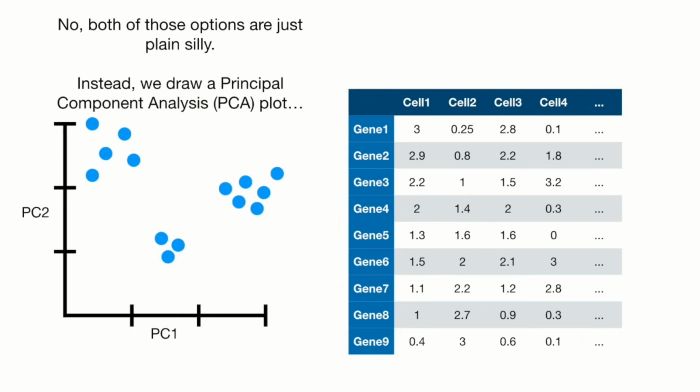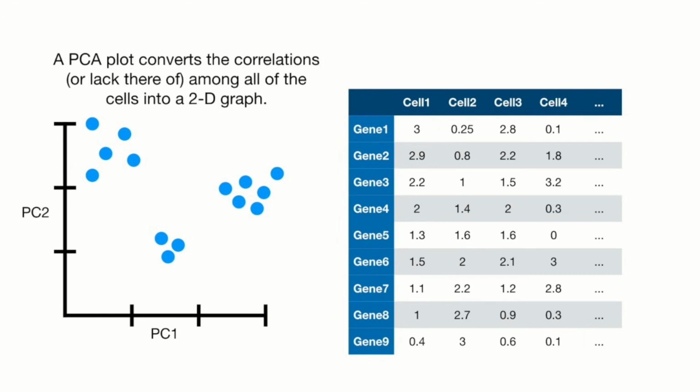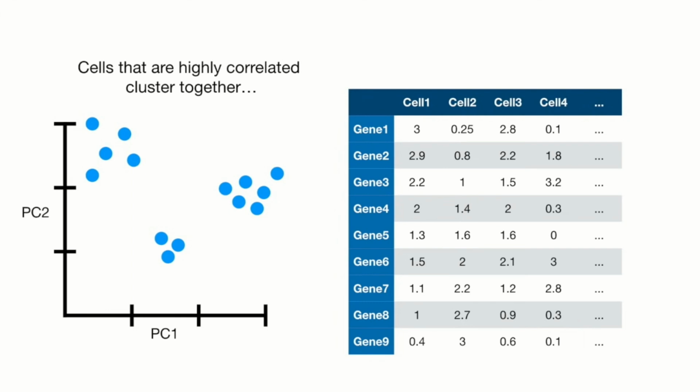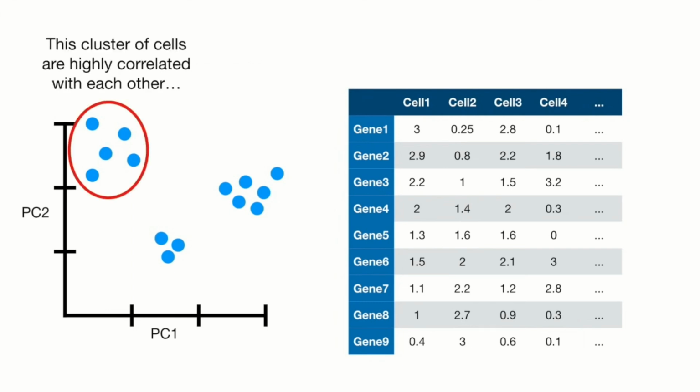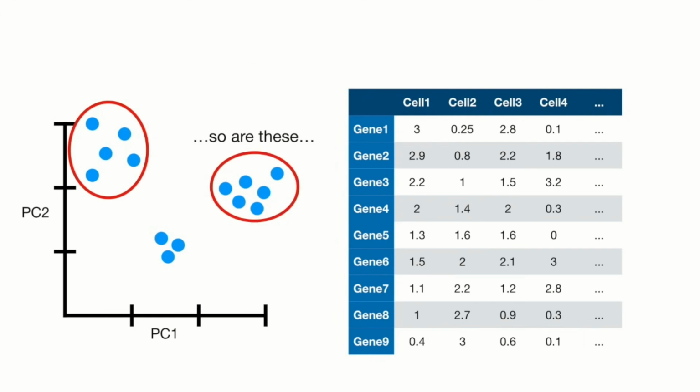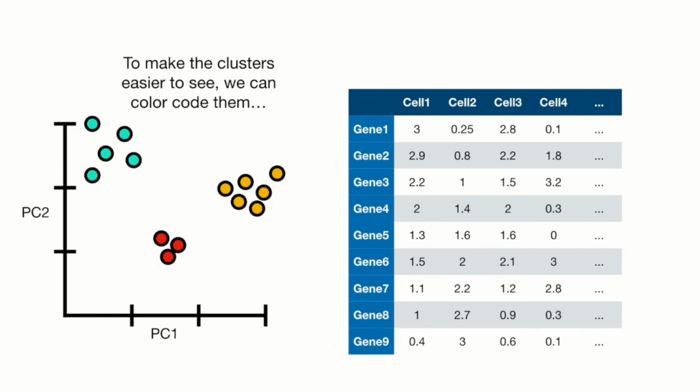Instead, we draw a principal component analysis, or PCA, plot. A PCA plot converts the correlations, or lack thereof, among the cells into a 2D graph. Cells that are highly correlated cluster together. This cluster of cells are highly correlated with each other. So are these. And so are these. To make the clusters easier to see, we can color code them.